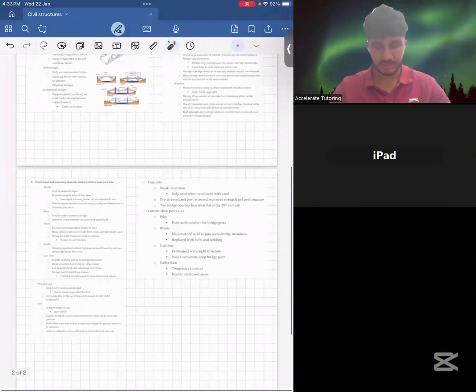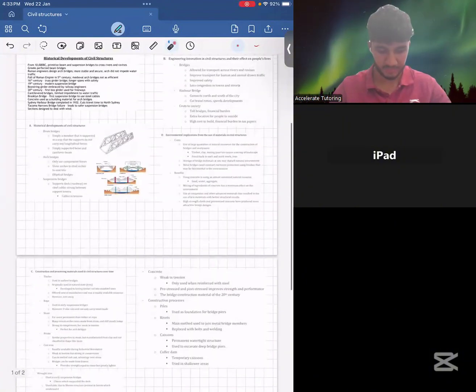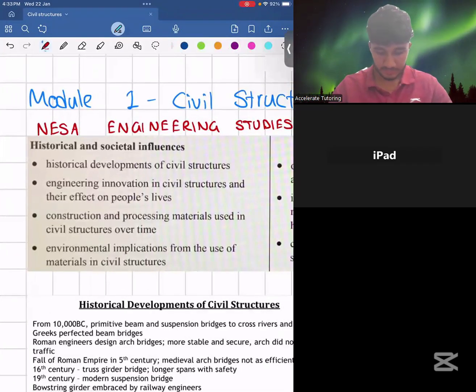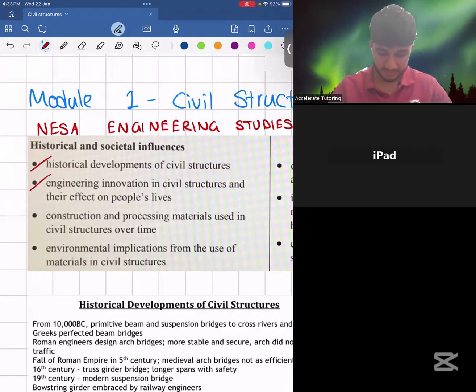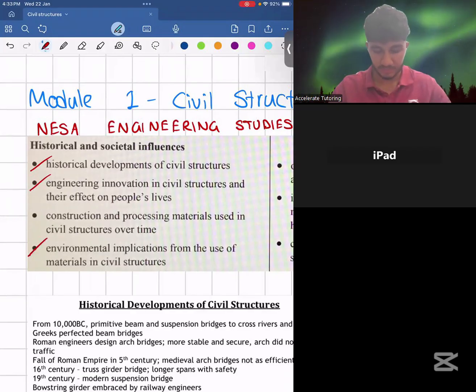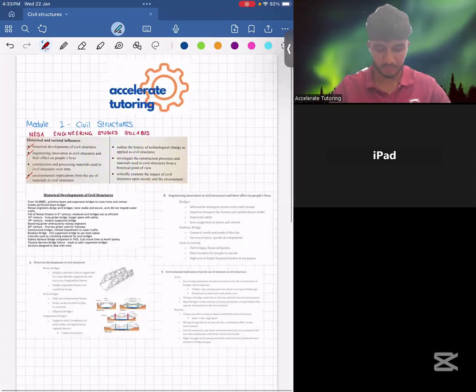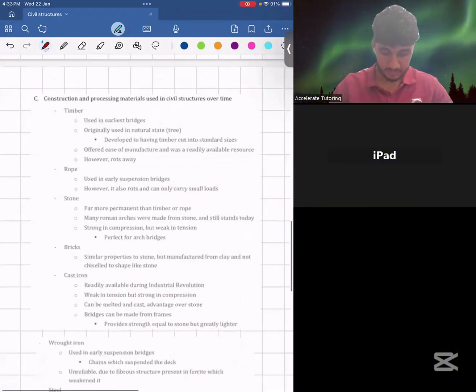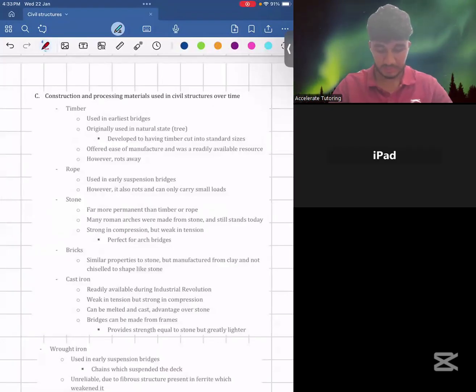Now let's shift towards the actual key component of this subtopic. So far we've looked at the historical developments of civil structures, and then engineering innovation, civil structures, and the effects on people and the environment. But now let's actually look at the construction and processing materials used in civil structures over time, which is probably the most important part of this first topic of historical and societal influences. So looking at this, construction and processing materials used in civil structures over time.